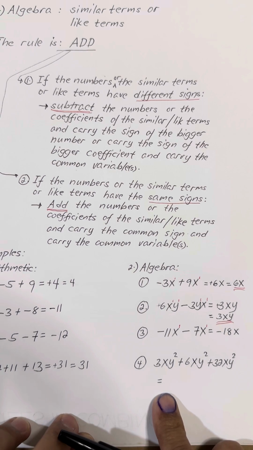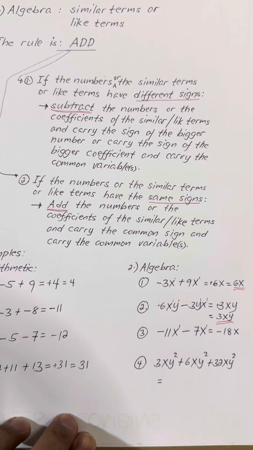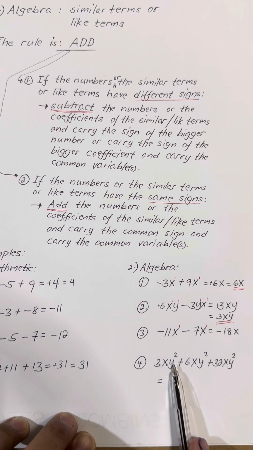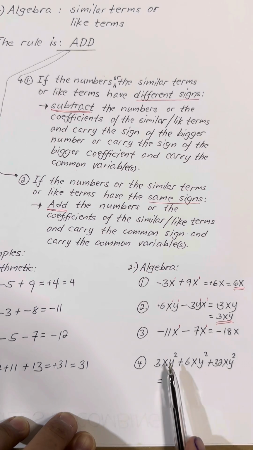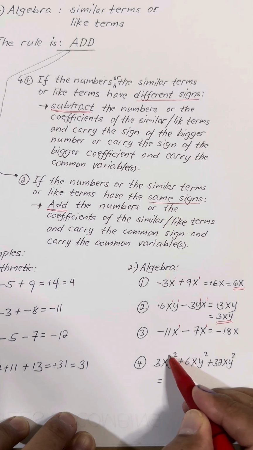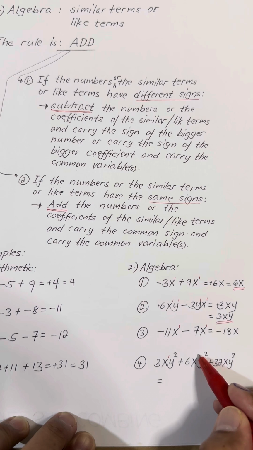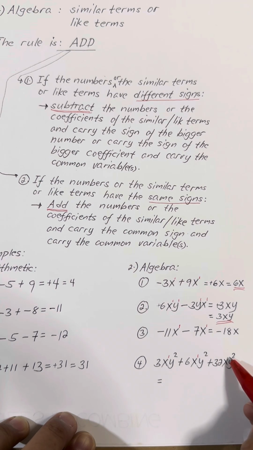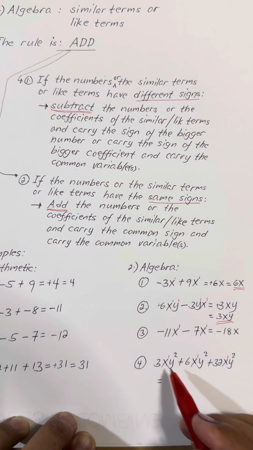Then the last number. First we have to examine if they are similar. Look at the variables. We have x y squared, x y squared, x y squared. They're similar because they carry the same variables, and the exponents of the variables in each term are the same. For example, in the first term, the exponent of x is understood to be 1 and the exponent of y is 2. In the next, the exponent of x is understood to be 1 and the exponent of y is 2. Here, the exponent of x is understood to be 1 and the exponent of y is 2. So it means that they are similar.